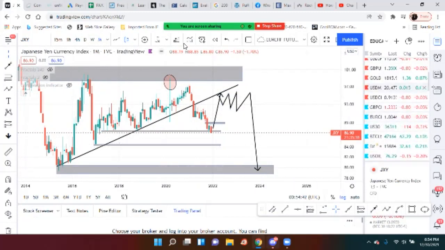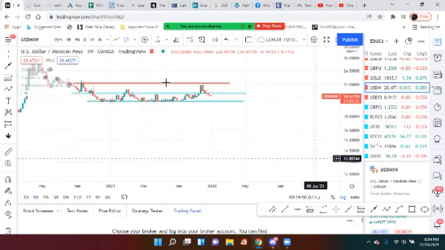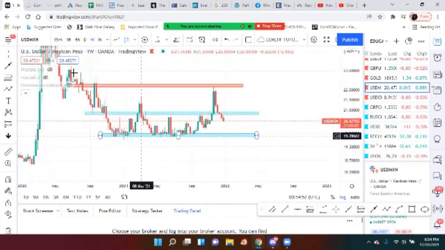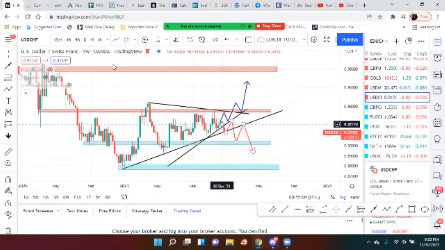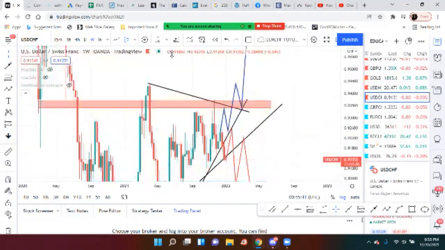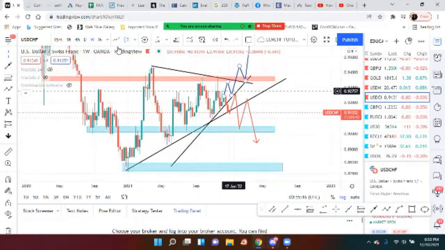Then you can come over here to stuff like U.S. versus Mexican peso. Like I said, the dollar was weak. Look what happened. The dollar weakened, peso gained strength, and it dropped. USD chef, same thing. Dollar weakened, and I think that's going to be the move, that red move right there. It's going to drop. It's been trending on this little thing for a minute, and it's already testing it right now.